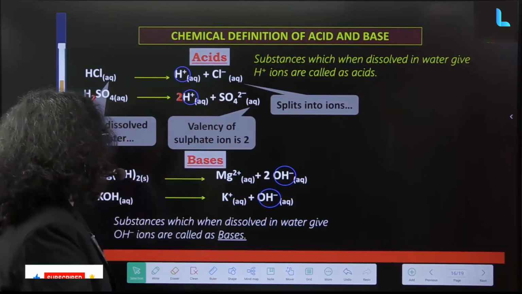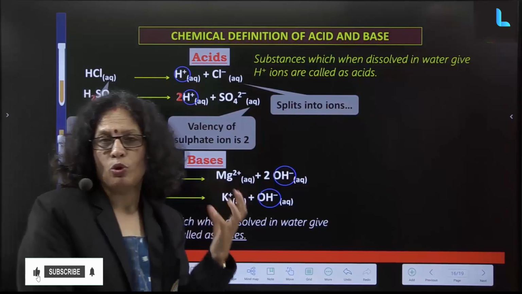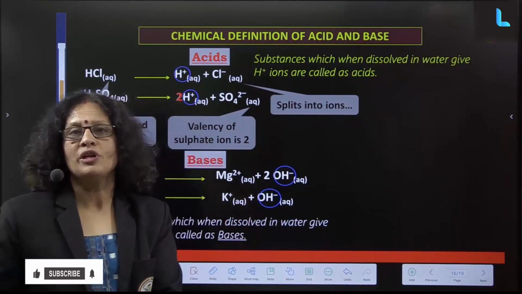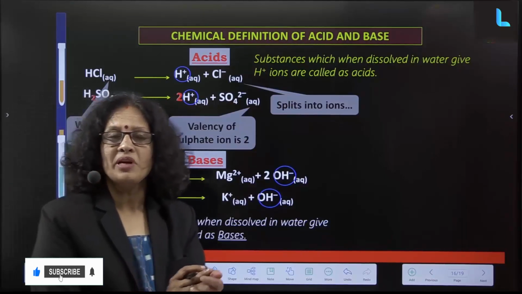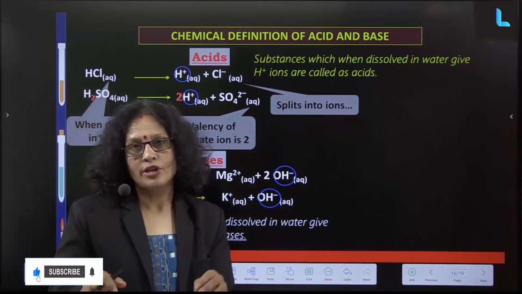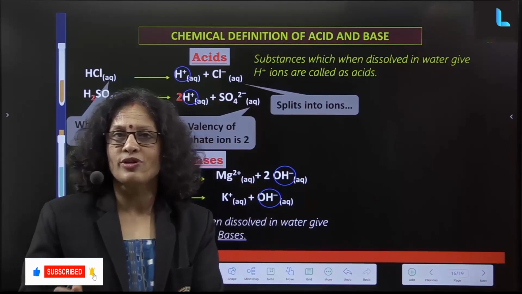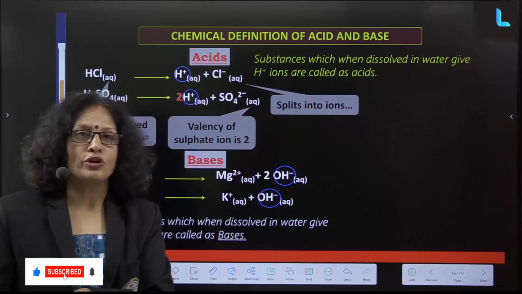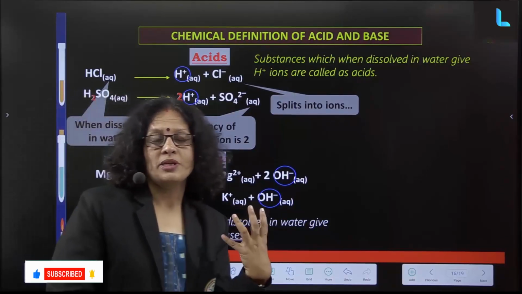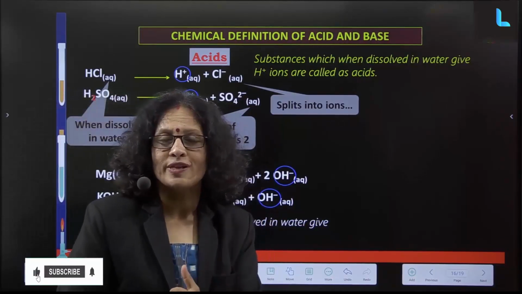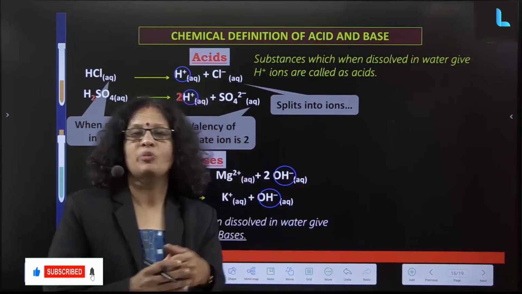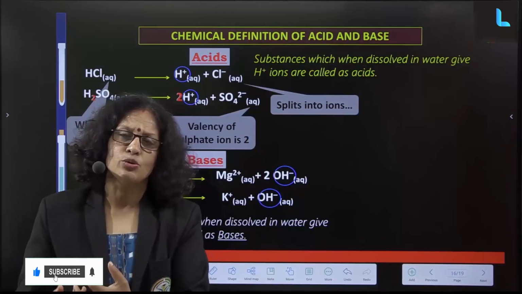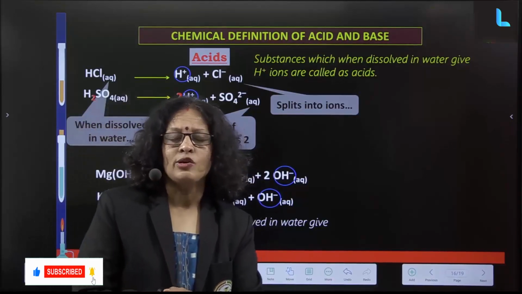Okay, aqueous means dissolved in water. The word aqua is related to water. Whenever you are making a solution, a solution can be made in different solvents. Water is also a universal solvent. Most substances dissolve in water, but some substances are not at all soluble in water. Those substances have to be dissolved in different solvents, like organic solvents such as benzene and toluene. Apart from that, there are acetone and many other solvents.